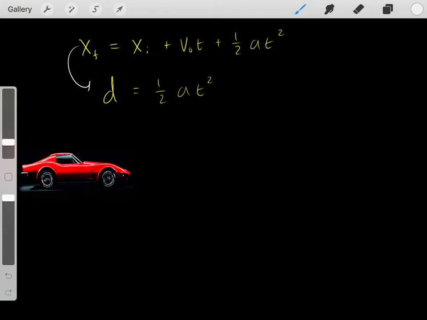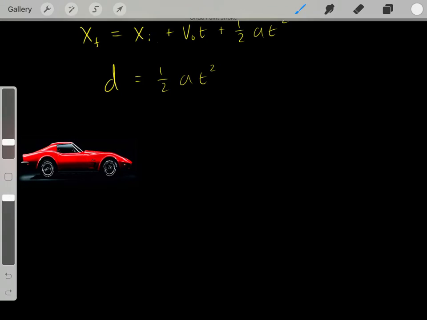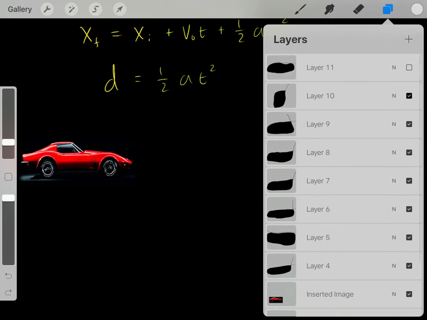The simplified version of this equation is that the distance an object travels equals 1/2 times the acceleration of the object multiplied by the amount of time that object was accelerating for. So if you know an object's acceleration and you know how long it was accelerating, you can determine how far it traveled, how much distance it traveled. So what do I mean? Let's do an example.